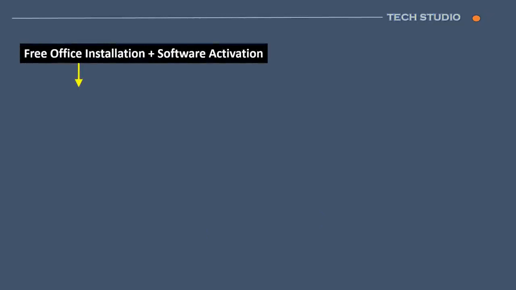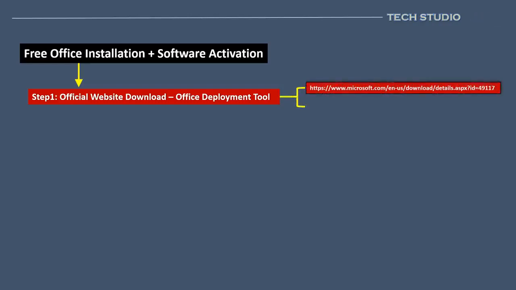There are a total of 4 main steps for installing Microsoft Office and activating the software. In the initial step, you need to access the official Microsoft website to download the Office deployment tool. Subsequently, the deployment tool will be extracted into 5 different files for the later installation of Microsoft Office. I will be showcasing the entire process step by step in this video.